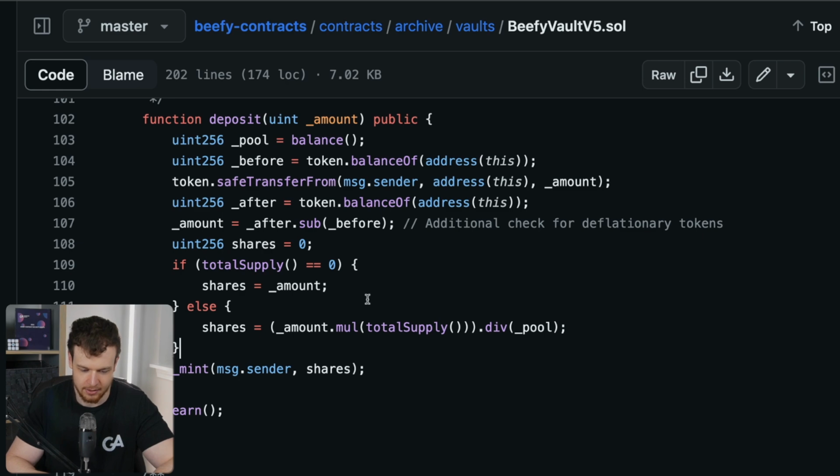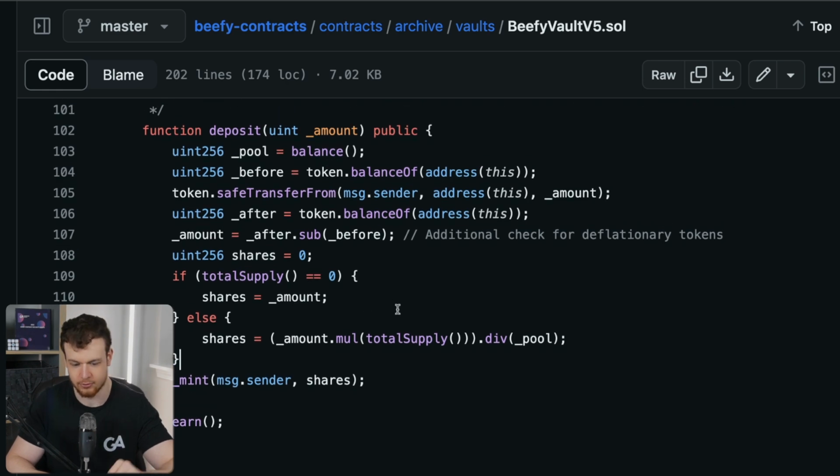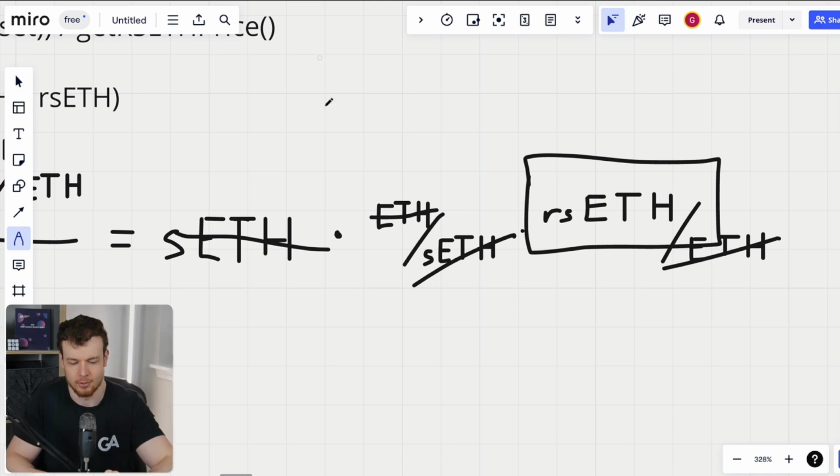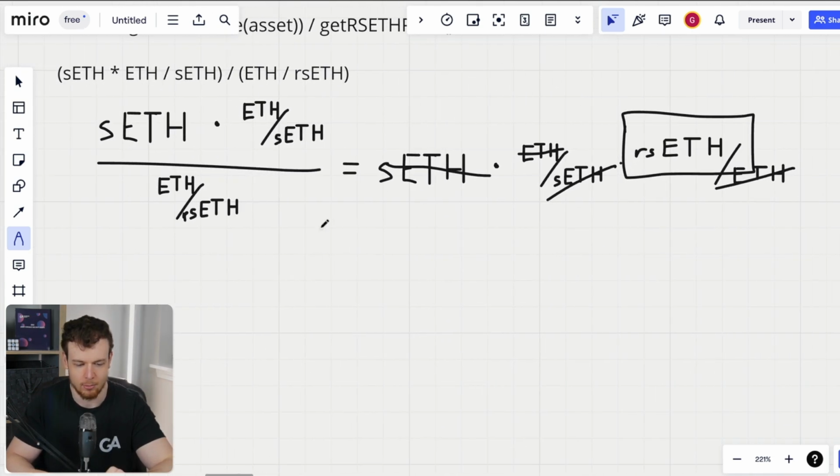When we had this beefy logic here, it was a lot simpler. But when you talk about a price, it's like saying, well, what is the cost of one of these vault tokens, right? And the cost is based on the balance backing one of those vault tokens. So in Beefy, it was very clear, very obvious. The price in Beefy is just the total supply divided by the pool. And really, that's exactly what is happening here. We just have to simplify this formula a little bit and make it a little bit more clear.